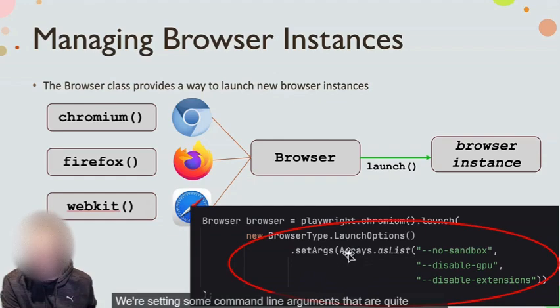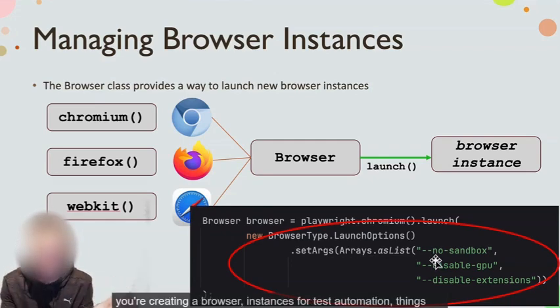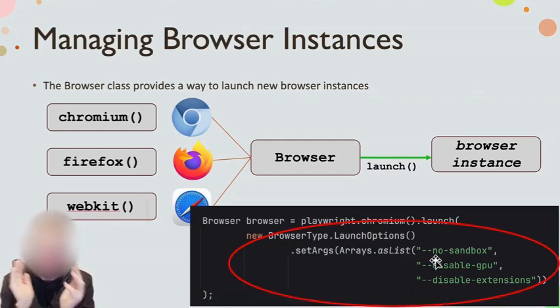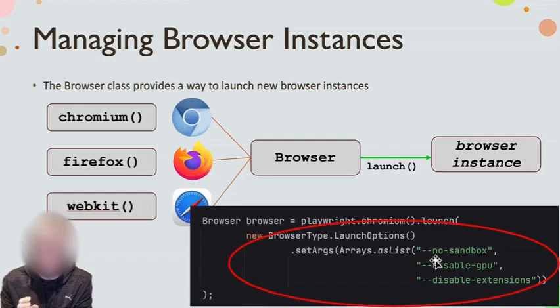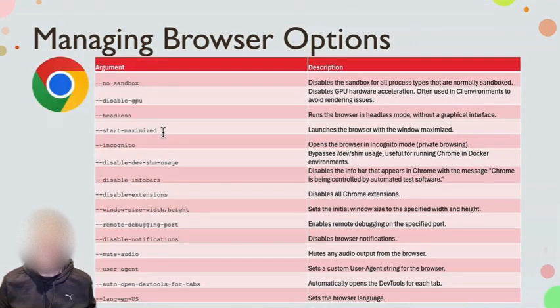Here's a really simple setup. We're setting some command line arguments that are quite common when you're creating browser instances for test automation. Things like no sandbox, disable GPU, disable extensions. There are lots of other ones, but they're quite common ones. And we can add as many as we want using the setArgs option. In fact, there are quite a few of these options. Let's go through some of the more important ones.